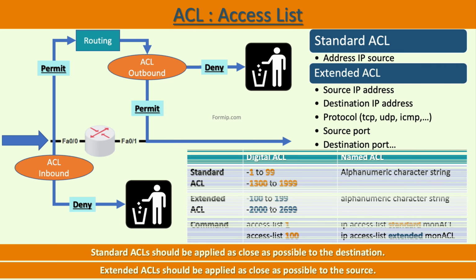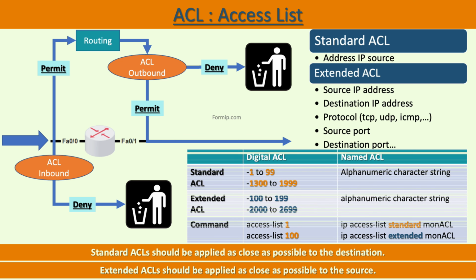In the configuration of an ACL, it is possible to identify it by a number or by a name in the form of an alphanumeric string. If you want to assign it a number, then the command will be access-list, and if you want to name it, then it will be ip access-list.